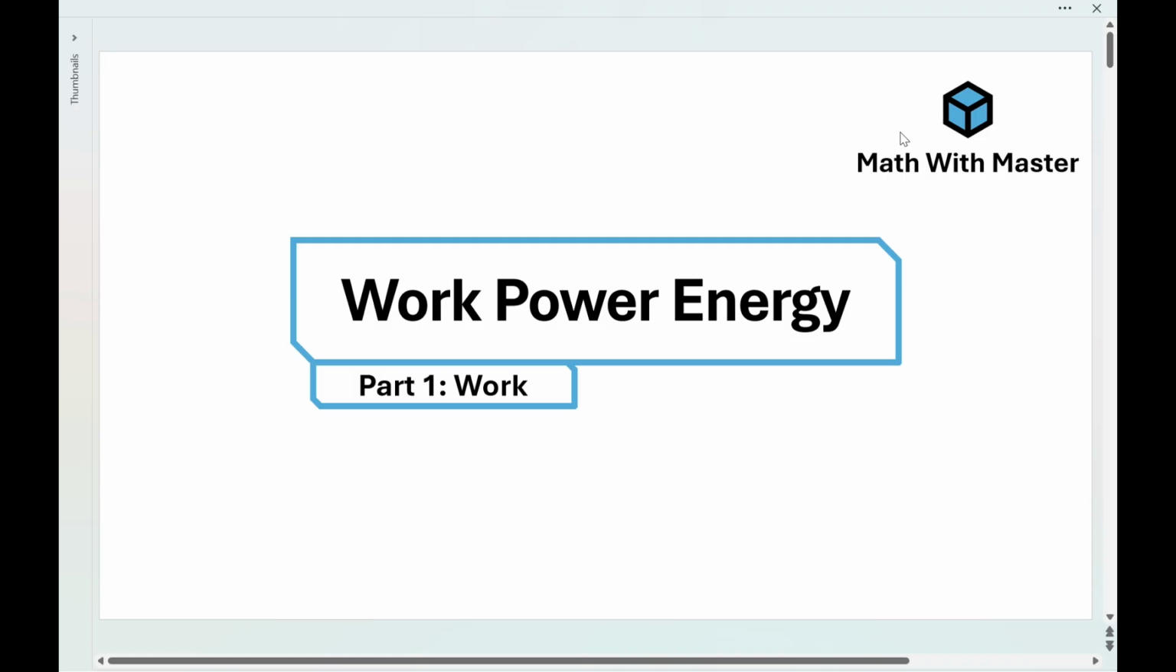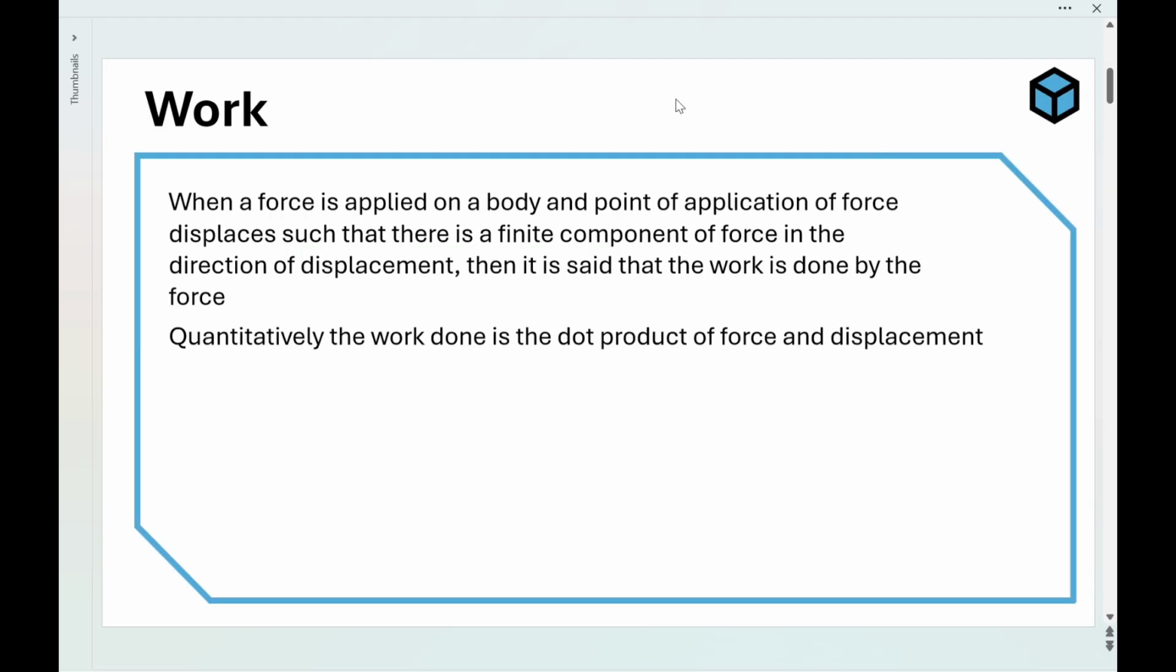Today we are going to learn work, power, energy, part 1: work. This is a very important topic in JEE Advanced physics. So let's go. So basically, what is work?